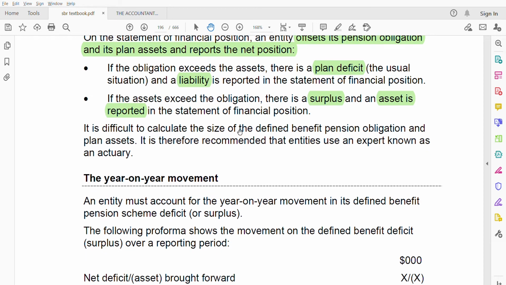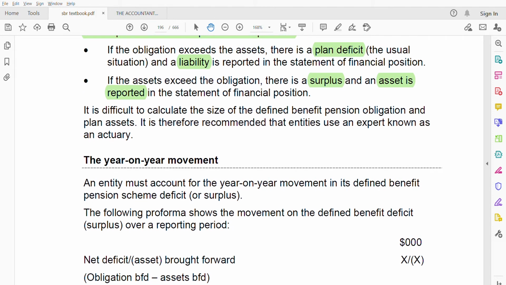It is difficult to calculate the size of the defined benefit pension obligation and plan assets. It is therefore recommended that entities use an expert known as an actuary. He is an expert who calculates, or estimates, the size of the pension obligation and the plan assets, because this area is very critical and very difficult for a normal person to do. So you need experts for such a field. The person is known as an actuary.